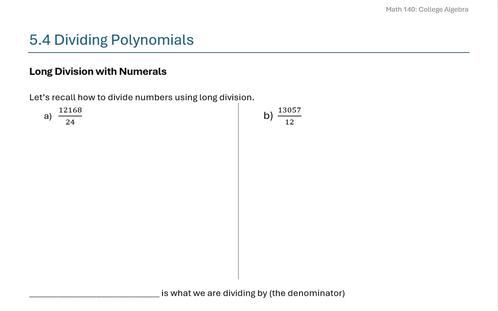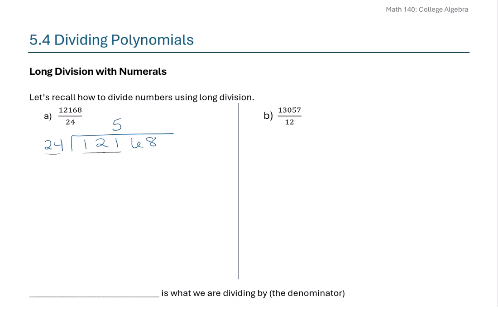So in example A, we're dividing 12,168 by the number 24. So if we write 24 dividing into 12168, we would look to see if that 24 would go into the 12, and 12 is not big enough, so we go out one more digit, one more place. 12 goes into 120 5 times.